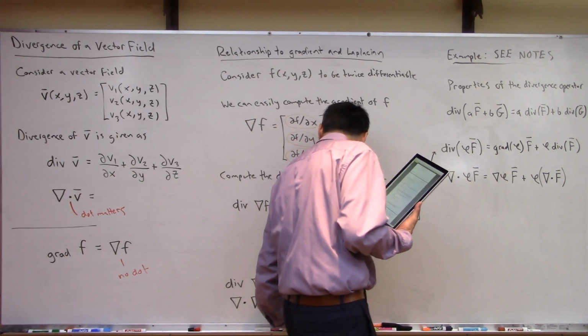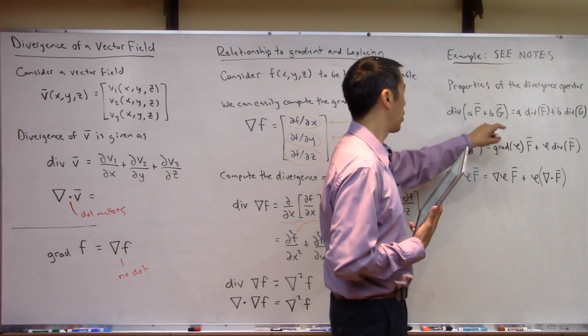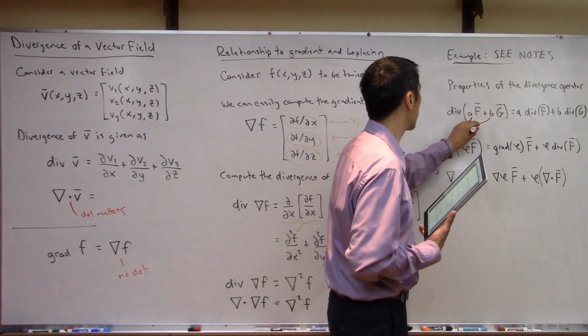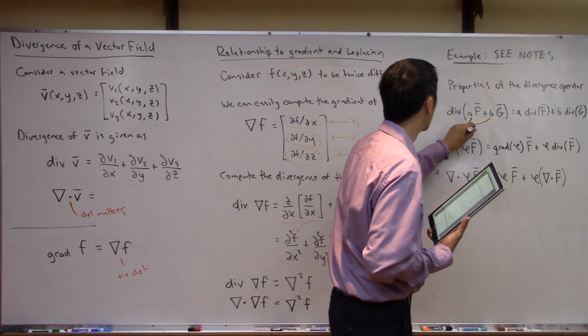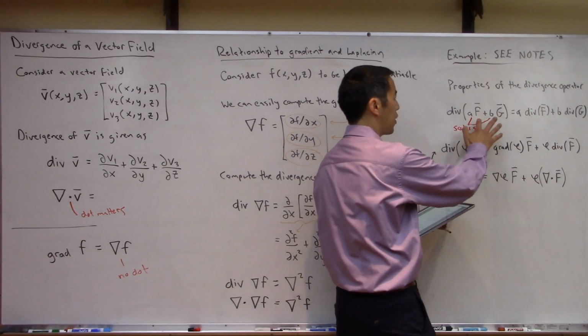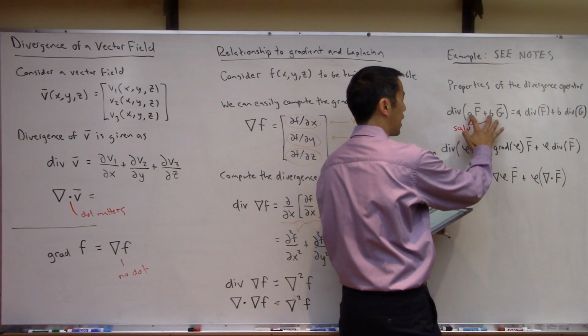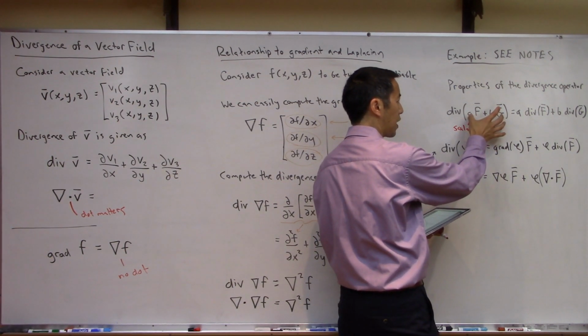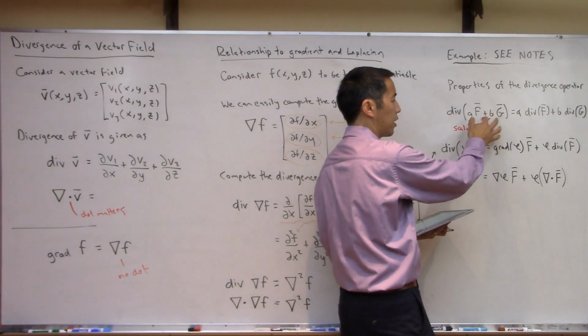You can think about this if you have two vector fields. That's what f bar and g bar are. And then you have two scalars here, a and b are scalars. You have two vector fields, you can scale those two vector fields by a and b, and then you can add these two vector fields together. That cooks up a brand new vector field. Then you take the divergence of this brand new vector field.